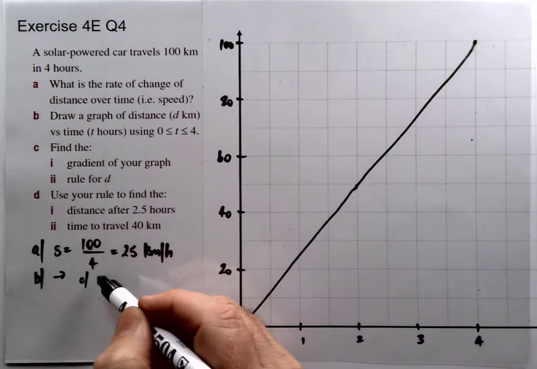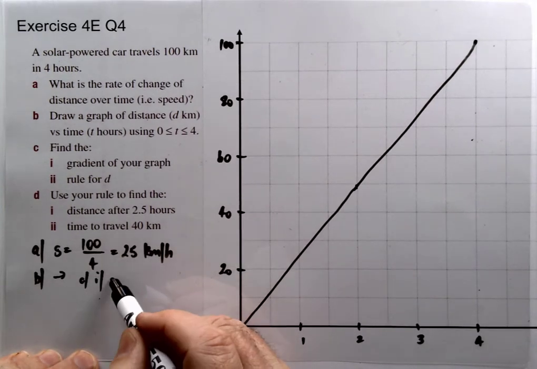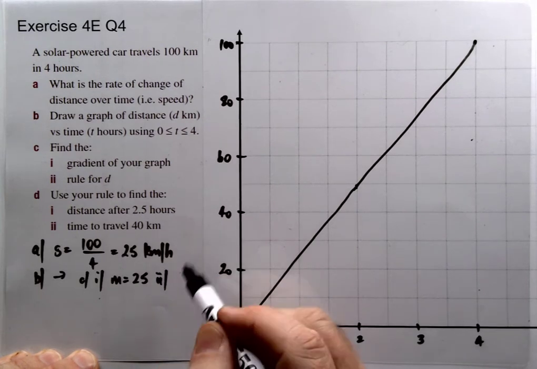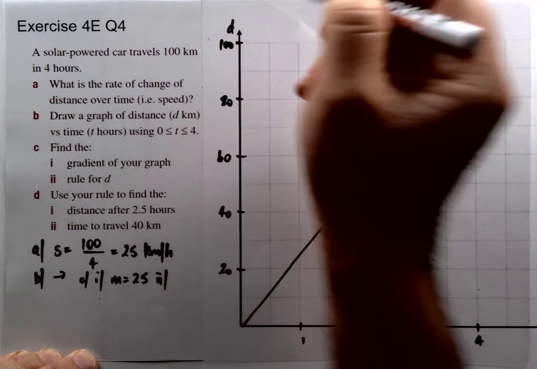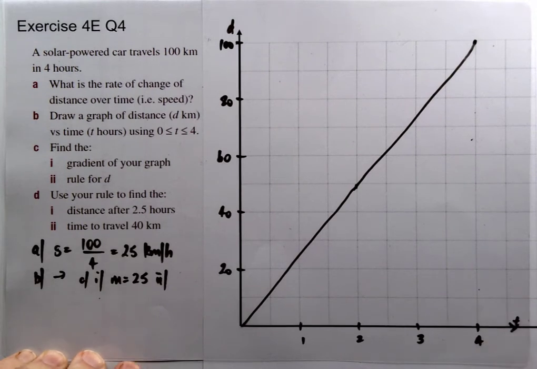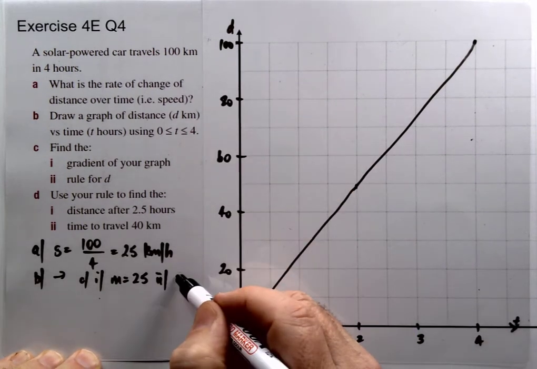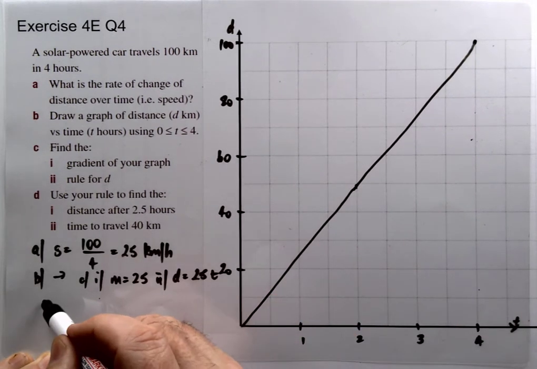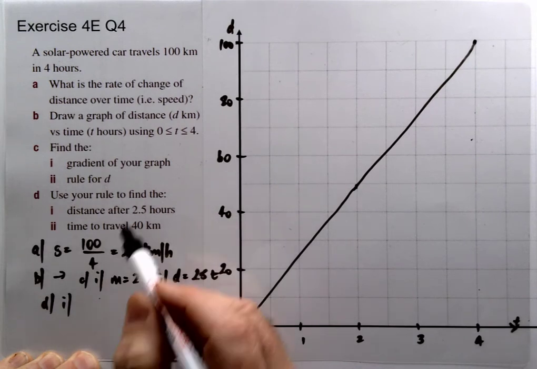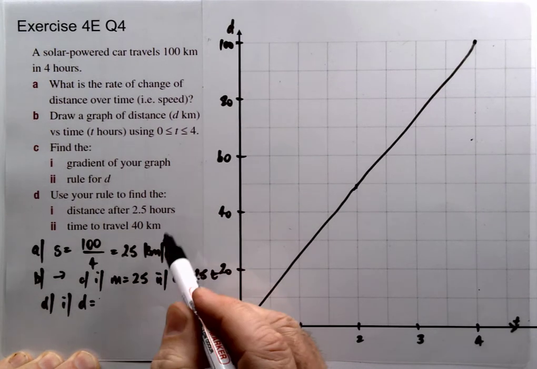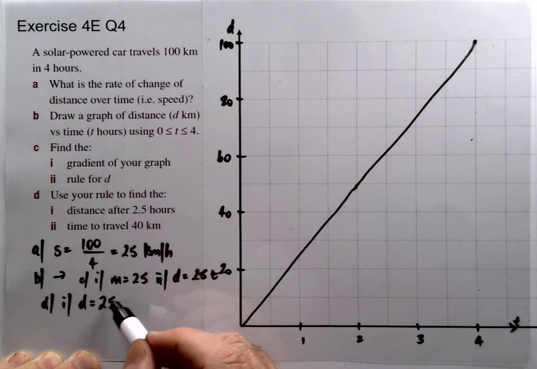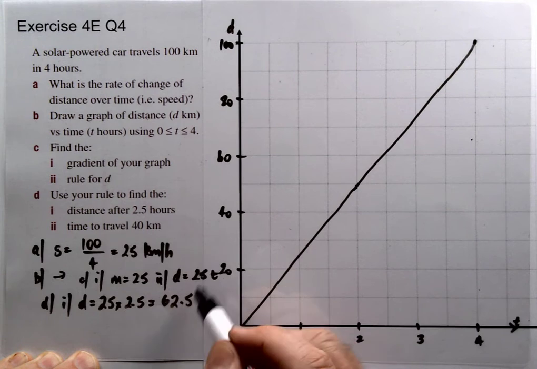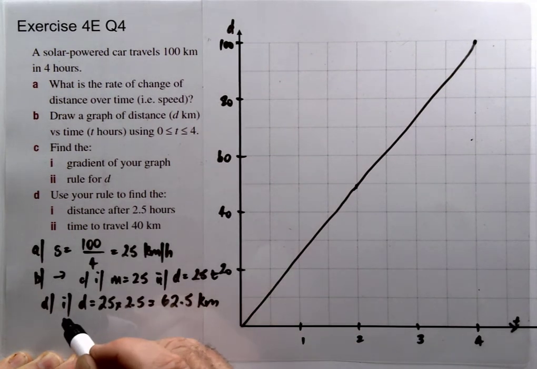So part C, the gradient of the graph is the same as the speed, so m is equal to 25. And the rule for D will quite simply be, again, this is going to be distance there, and that was time on that axis there. So the vertical axis D is equal to the gradient times the horizontal variable. The distance after 2.5 hours, so distance is just simply going to be the gradient times 2.5. That'll be 62.5. It's a distance, so it's in kilometres.